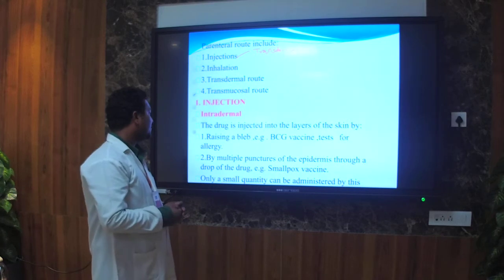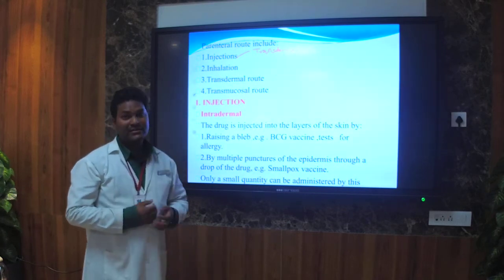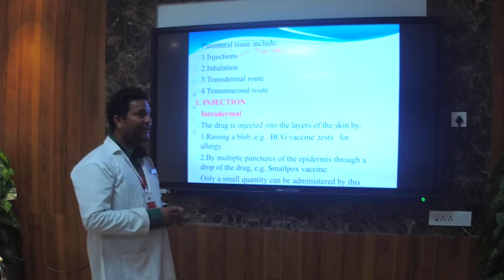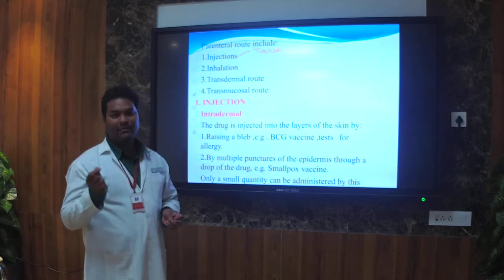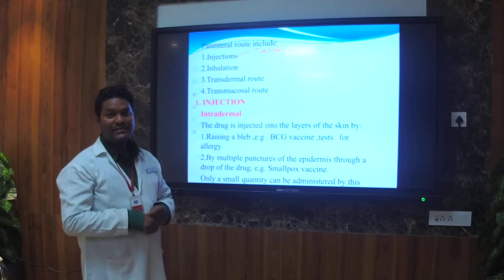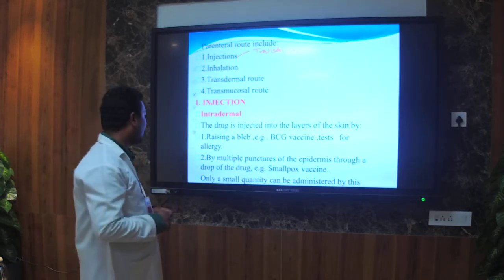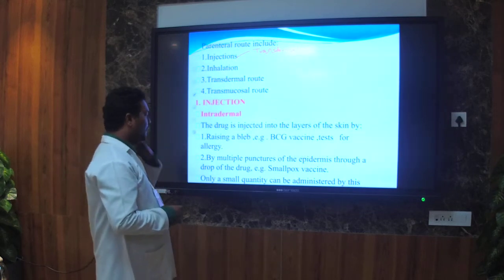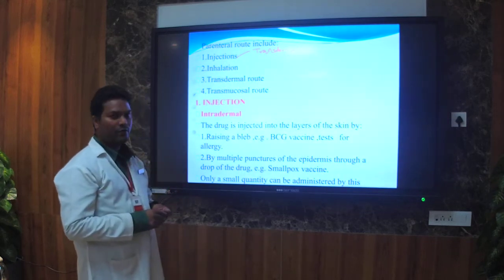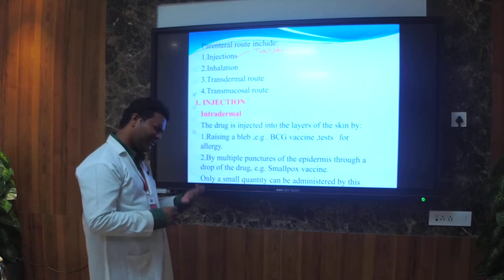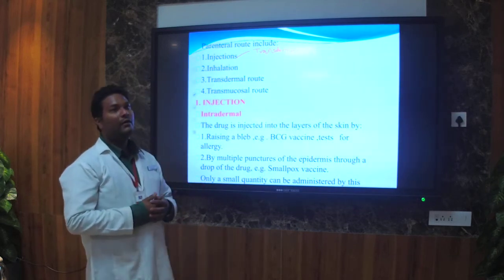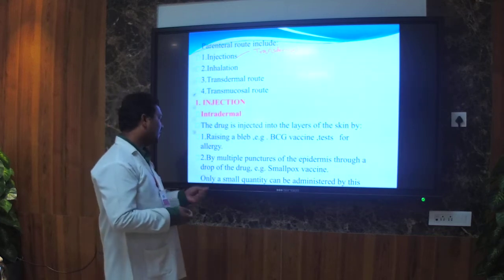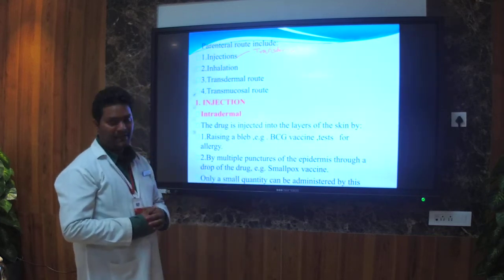We give tests for allergies like the tuberculin skin test and the allergic skin test. We use it to introduce the injectable drug under the skin, transdermal, by multiple punctures of the epidermis through a drop of the drug. Example, smallpox vaccines. In earlier days we used these techniques where the injections were given by multiple punctures of the epidermis.